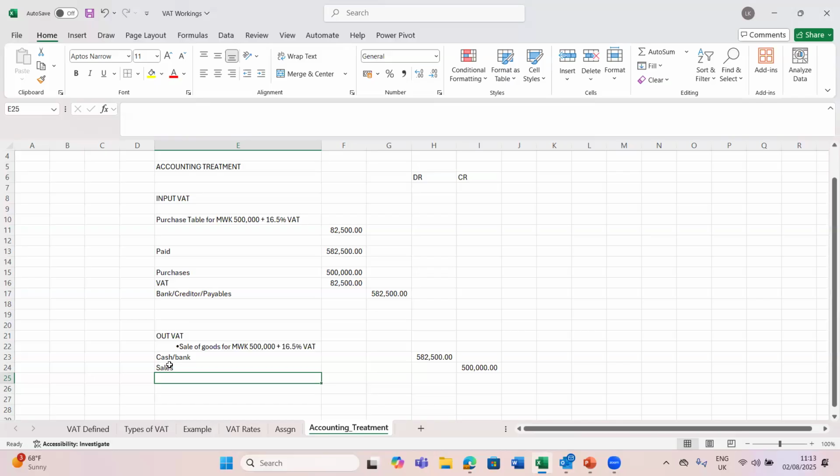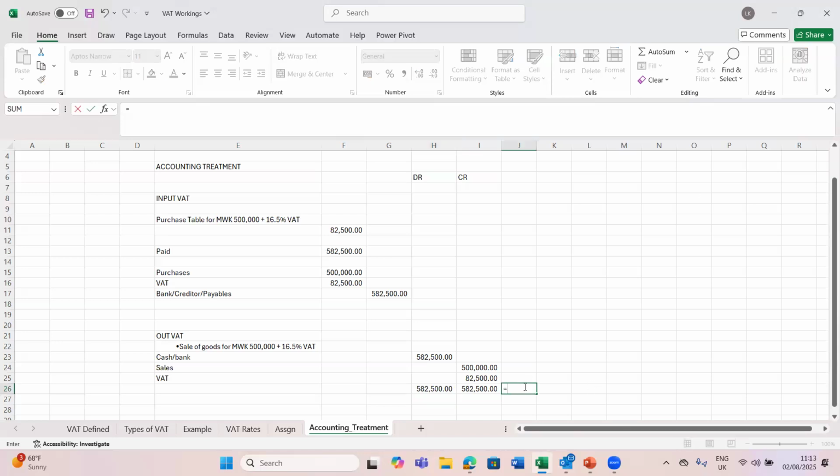The Malawi Revenue Authority. And the other credit will go to VAT, as our output VAT. So it'll be 82,500. Right. So as a journal, let's balance it. And here again, let's balance it. To check if the debit equals the credit, we just say equals that cell, and equals that one is true.